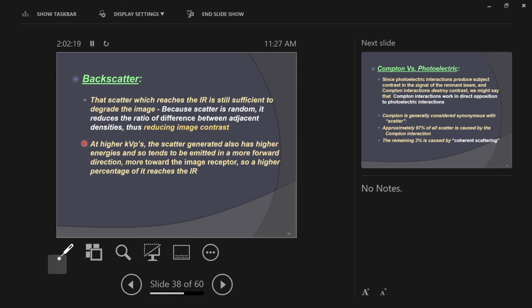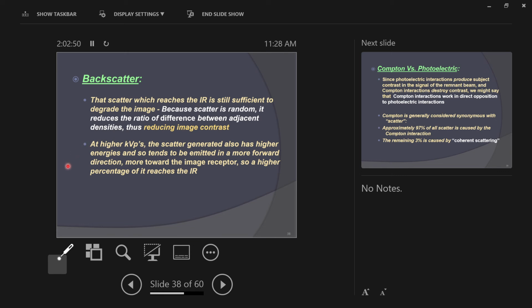And at higher kVs, the scatter generated is always higher. At higher kVs, the scatter that's generated is more energetic, and because it has more energy, it is more likely to head straight towards the image receptor. So at higher kVs, you get more scatter, and you get more of that scatter reaching the image receptor and fogging the image. So at high kVs, fog on the image receptor is more common.